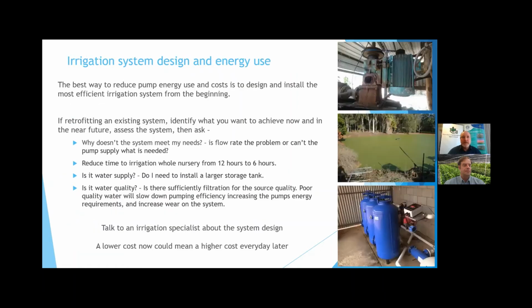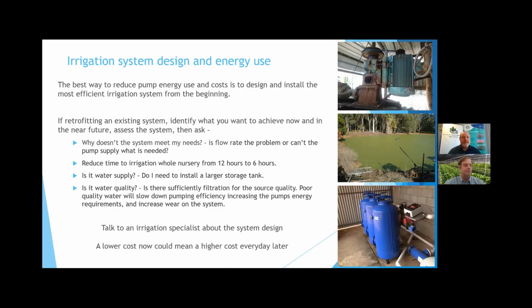Now, this highlights the benefits of a well-designed and correctly installed irrigation system. And in reality, though, most nurseries will retrofit or extend an irrigation system as needed with what they have on hand, or install a bigger pump to compensate, pardon me, for the increased irrigation requirements. But before you actually look at upgrading a pump, you need to ask a few questions as to why you need to upgrade.